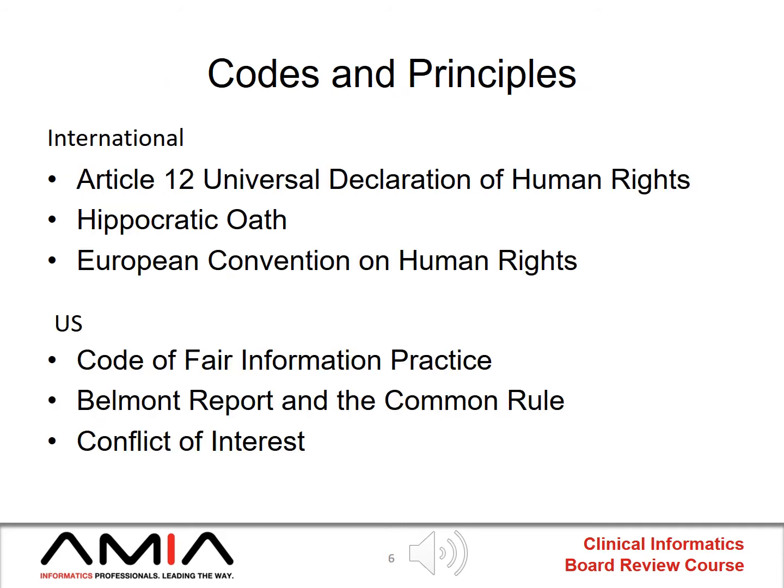The codes and principles we'll cover are at the international level: Article 12 of the Universal Declaration of Human Rights, the Hippocratic Oath, and the European Convention on Human Rights. And in the US, we'll talk about perhaps some codes that you aren't as familiar with: the Code of Fair Information Practice, the Belmont Report, Common Rule, and then the idea behind conflict of interest.